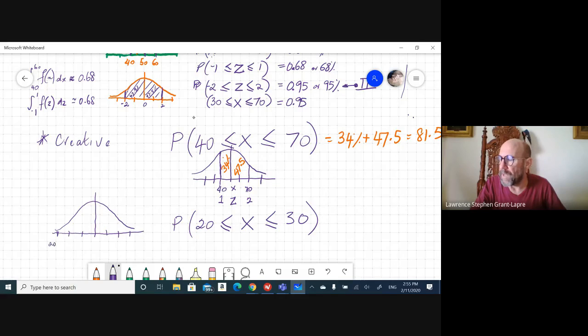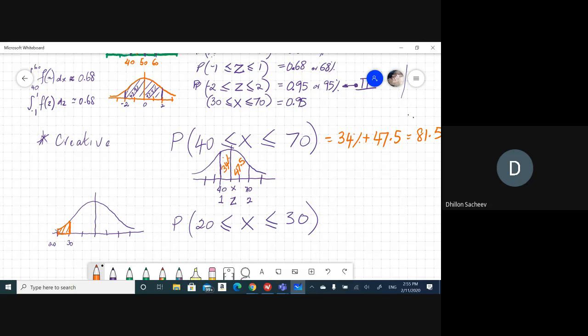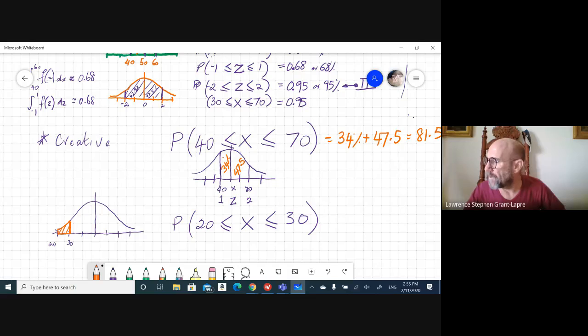There's 20. There's 30. We want the probability of this area. How'd you go? I got 1.25. You got 1.25, huh? Okay, let's find out. Well, we know that the area from here to here is half of 99.7.